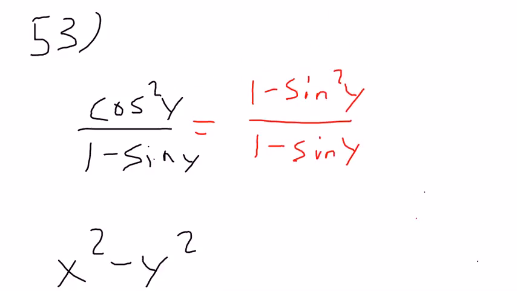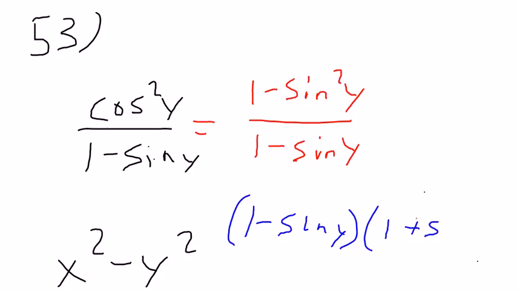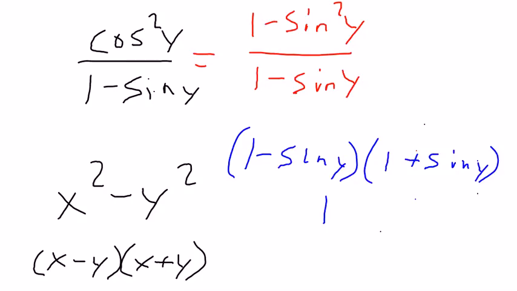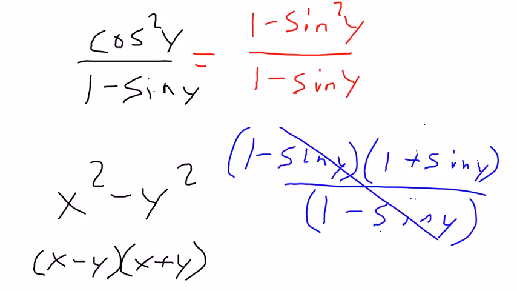So on the top, I get 1 minus sine of an angle. Oops. You know what? I'm going to run out of room here. I'll put it right underneath it. Change the color. We'll go blue. So on the top, I'll get 1 minus sine of an angle times 1 plus sine of an angle. On the bottom, I still have 1 minus sine. These two cancel. There's my answer.